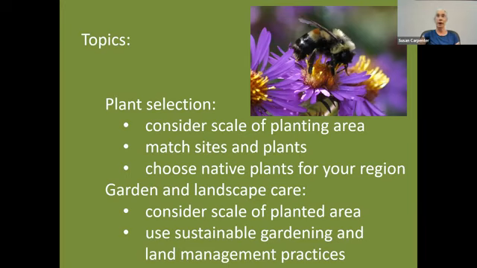Garden and landscape care, we'll talk a little bit about that, the scale of the planted area and what the care would involve. Some tips about caring for this kind of garden, whether you're in an urban area or a suburban area or even in a rural area. And then some sustainable gardening and land management practices that I wanted to highlight for you.